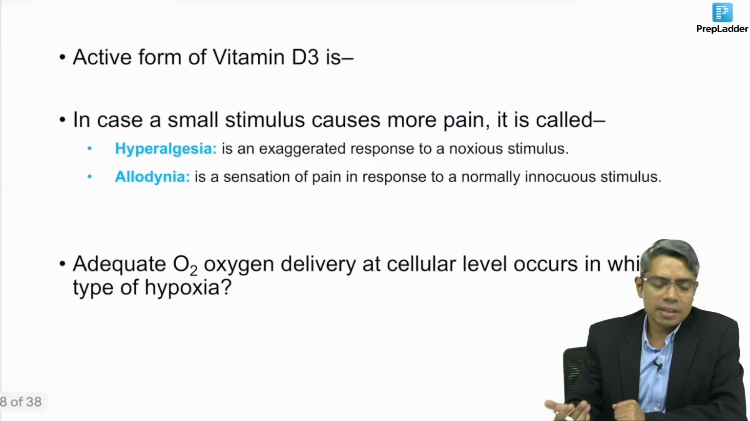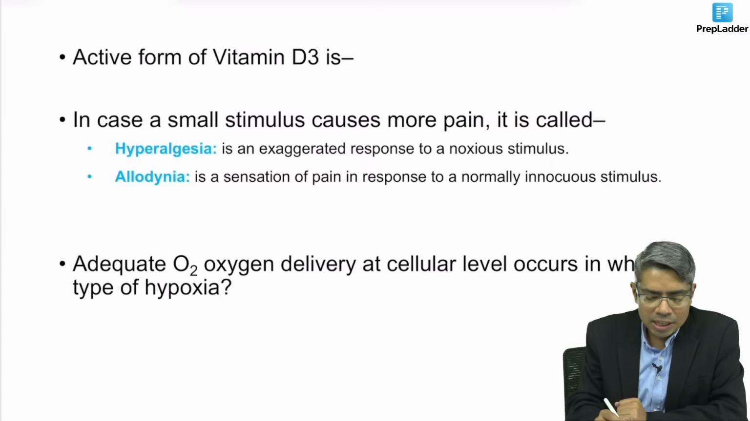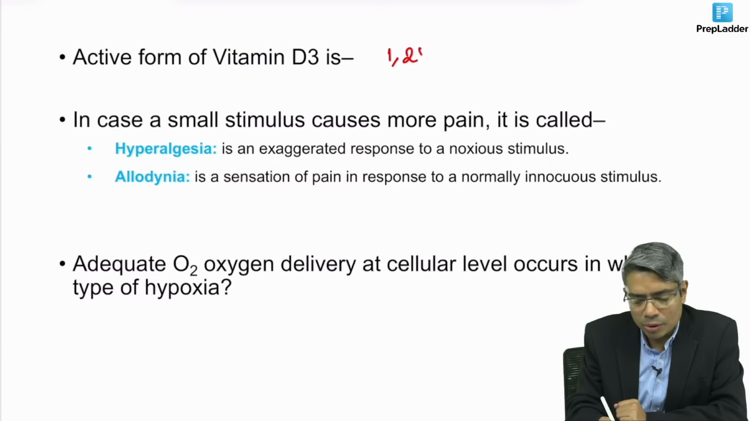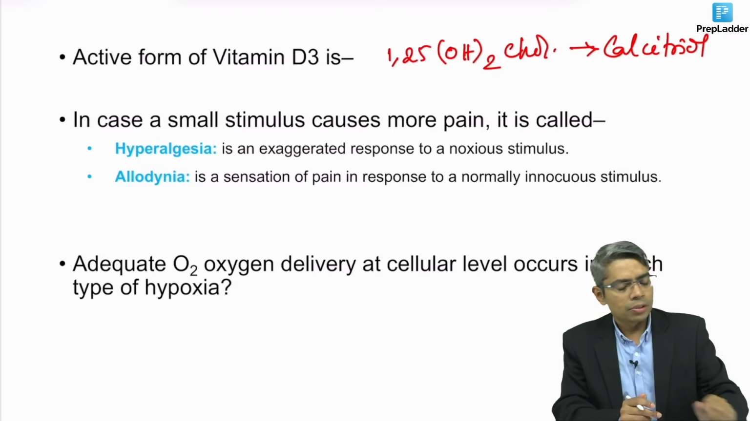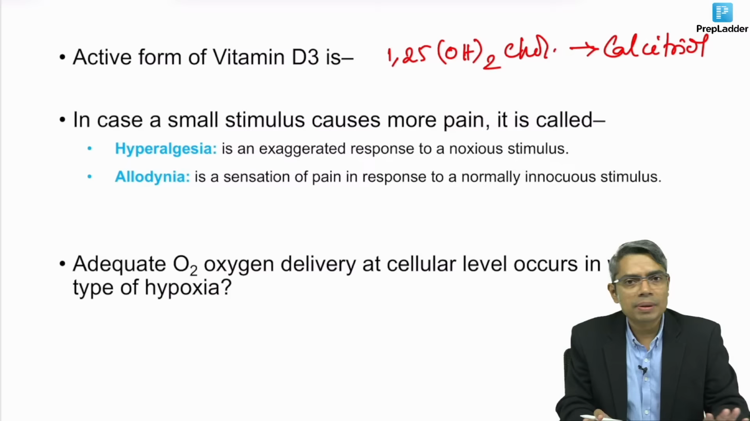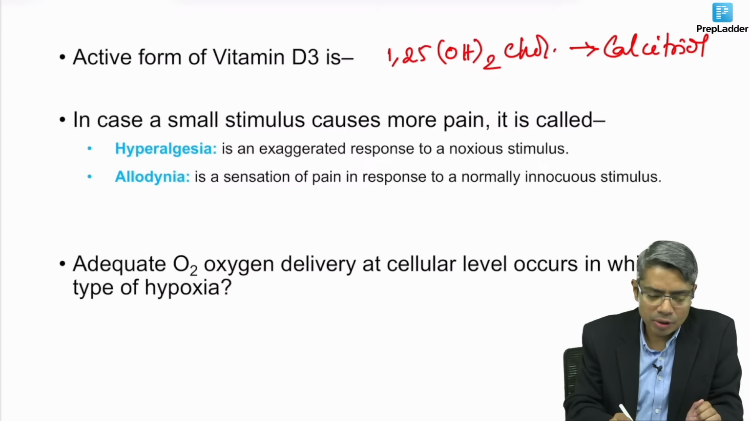Okay, obviously the aqueduct of Sylvius is in the midbrain. Now the next question is the active form of vitamin D3. We have already discussed, that is 1,25 dihydroxycholecalciferol, and that is calcitriol. Calcitriol. Got it? So everybody, I believe you will be able to answer this question. We are not taking much time.